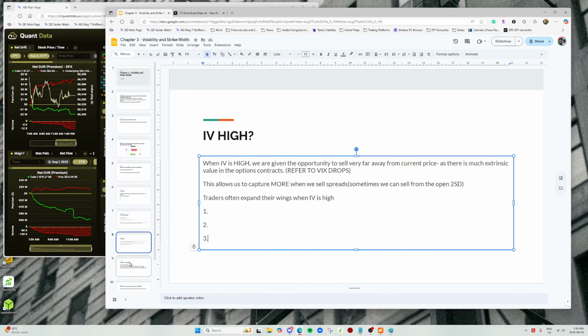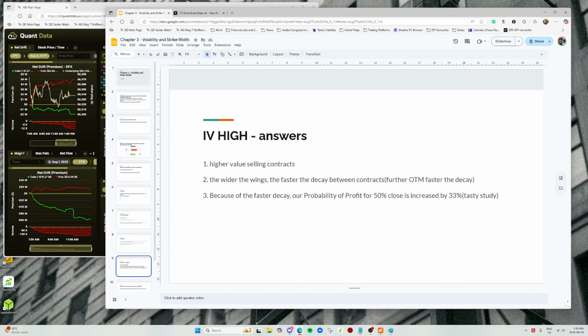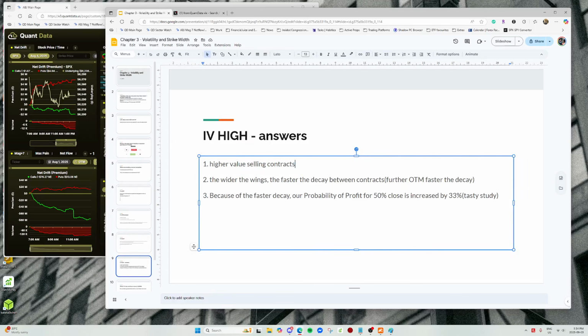I'm going to quickly just share it now. Higher value selling contracts because of increased extrinsic value, right? The wider the wings as well, the faster the decay between contracts. So here's a note for you. The further out of the money your contracts are, the faster the decay that you experience.